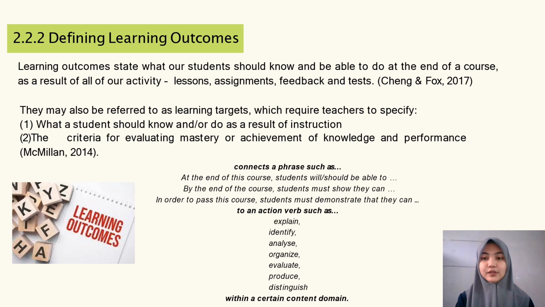According to Cheng and Fox in 2017, learning outcomes state what our students should know and be able to do at the end of a course as a result of all of our activity, from lessons, assignments, feedback, and tasks. They may also be referred to as learning targets, which require teachers to specify what the student should know and or do as a result of instruction, the criteria for evaluating mastery or achievement of knowledge and performance.